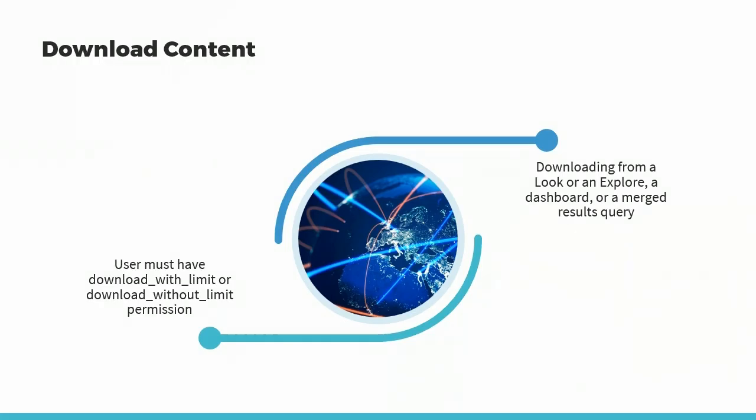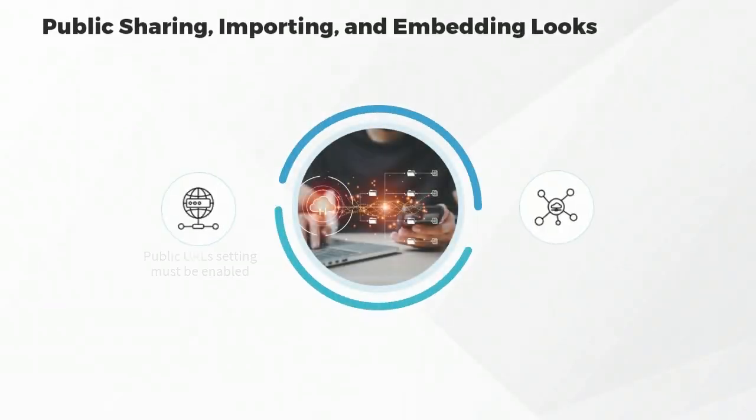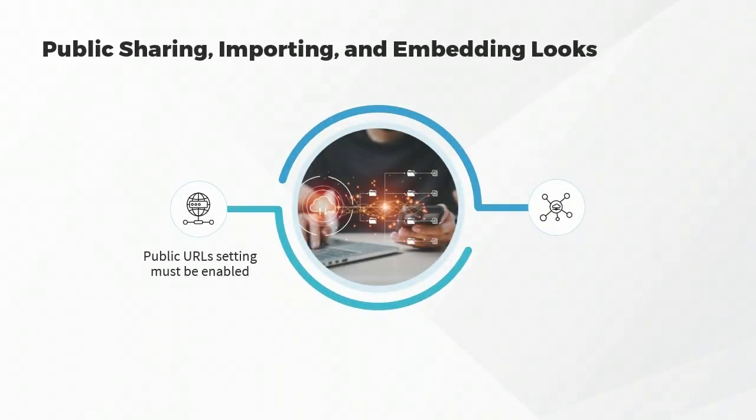Again, very similar to any other file management software that we've used, even Google Docs. Now there's public sharing, importing, and embedding looks. So the public sharing URL setting must be enabled. Basically, it says that for a specific look, I can make this publicly accessible. And so this means I just take those URLs and it'll provide a list of shortened or unguessable public URLs.